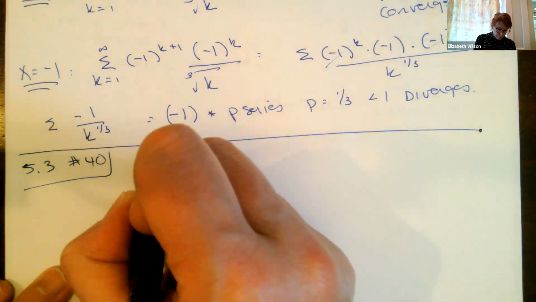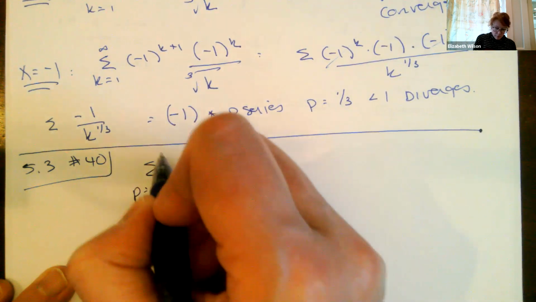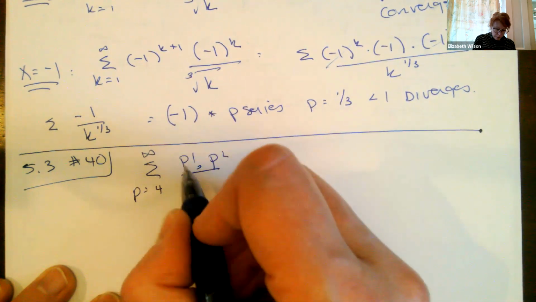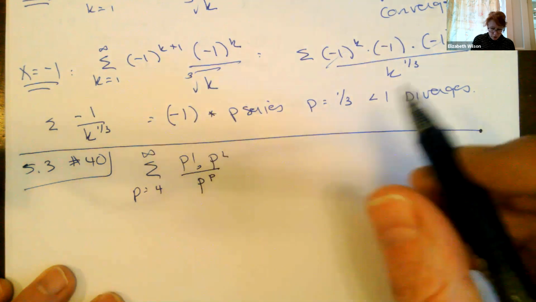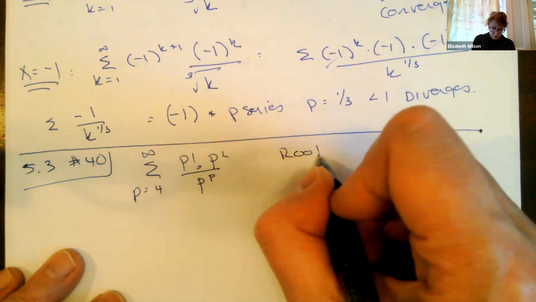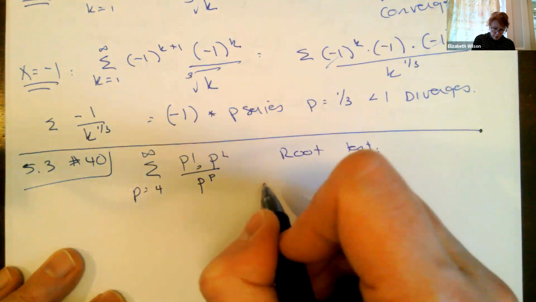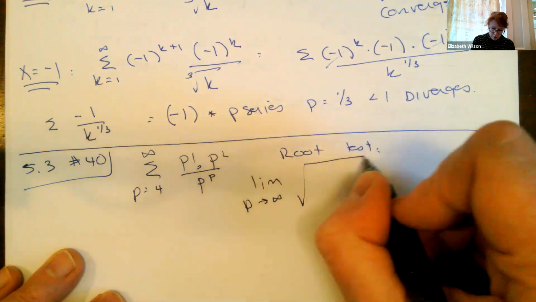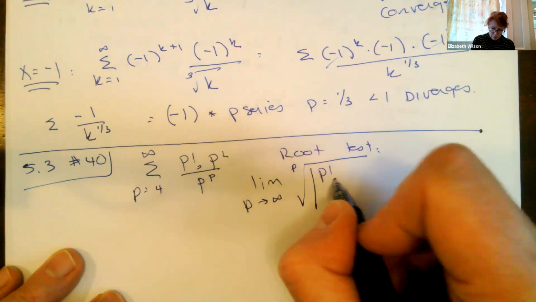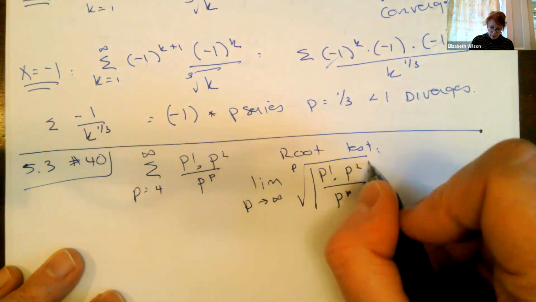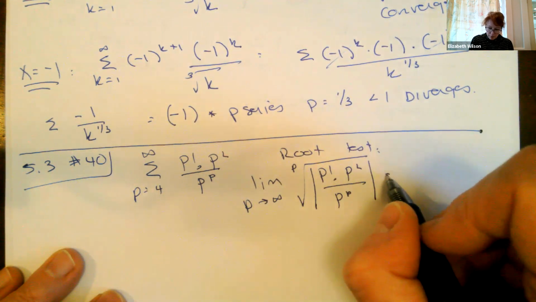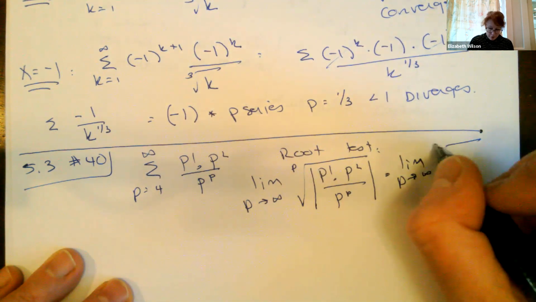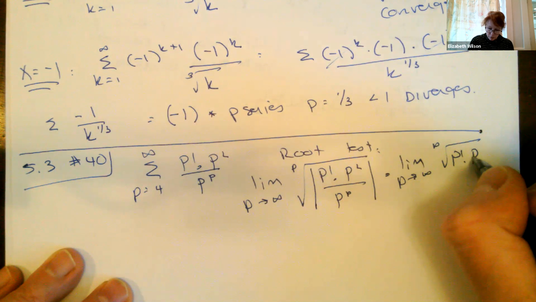So we're given p factorial, p squared all over p to the p. Okay, so we're going to do a root test. If we do a root test on it, we're going to get the limit as p goes to infinity of the pth root. I can take the absolute value. So this is going to end up being the pth root of p factorial, p squared all over p to the p.